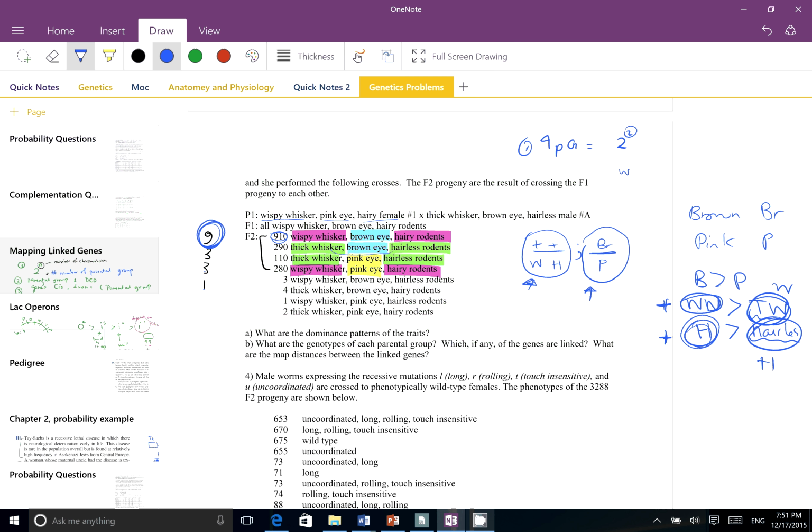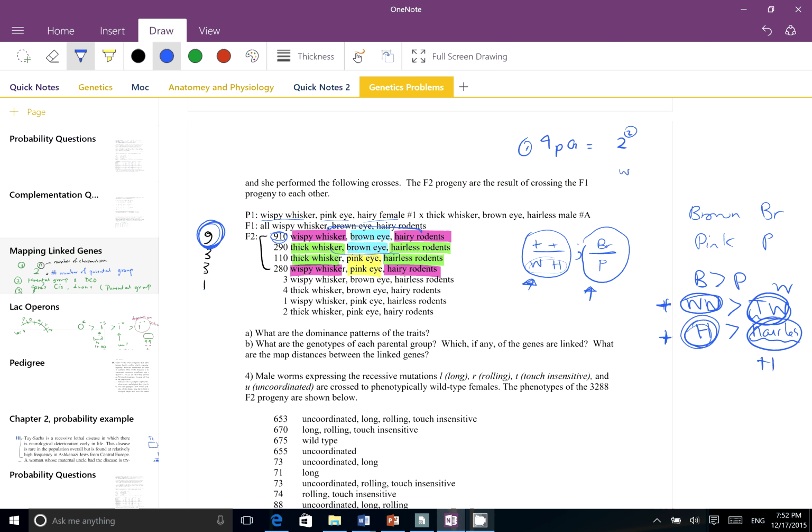Okay, so I figured out that since wispy whiskers and hairy rodent always travel together, that means that they're cis on the same group, and I called them wild type for that. And then thick whiskers and hairless rodent always travel together, that means they're on the same side of the chromosomes, cis to each other. So that's why here I have the thick and hairless together.